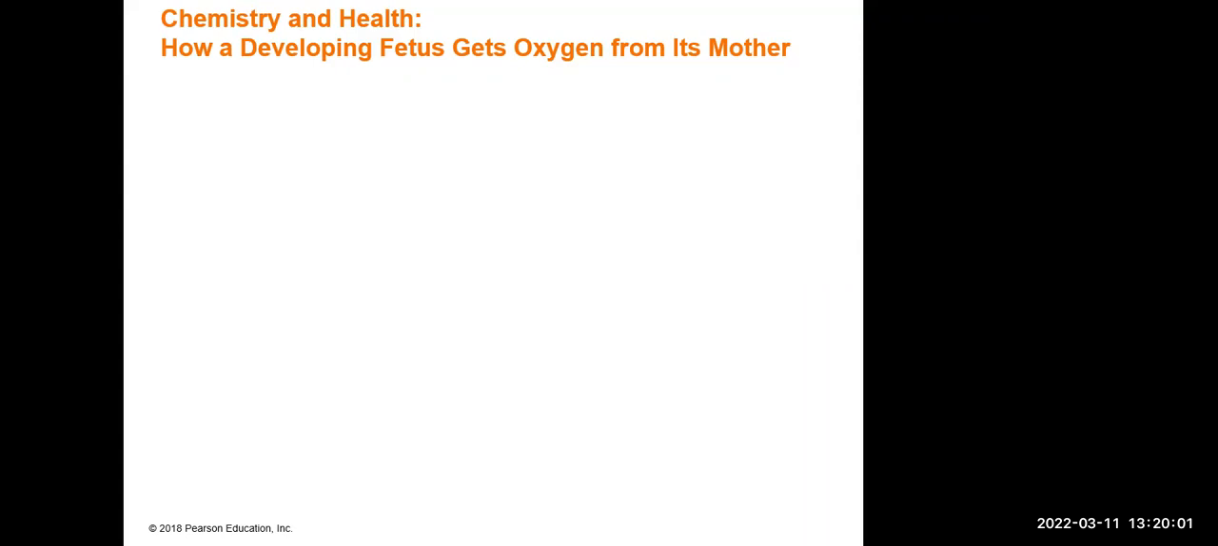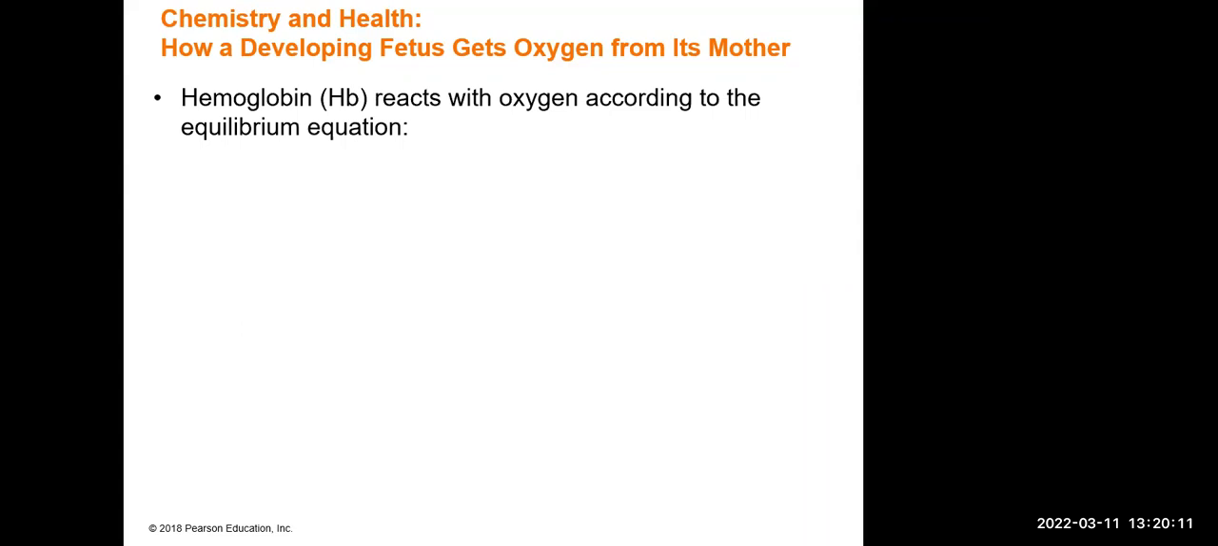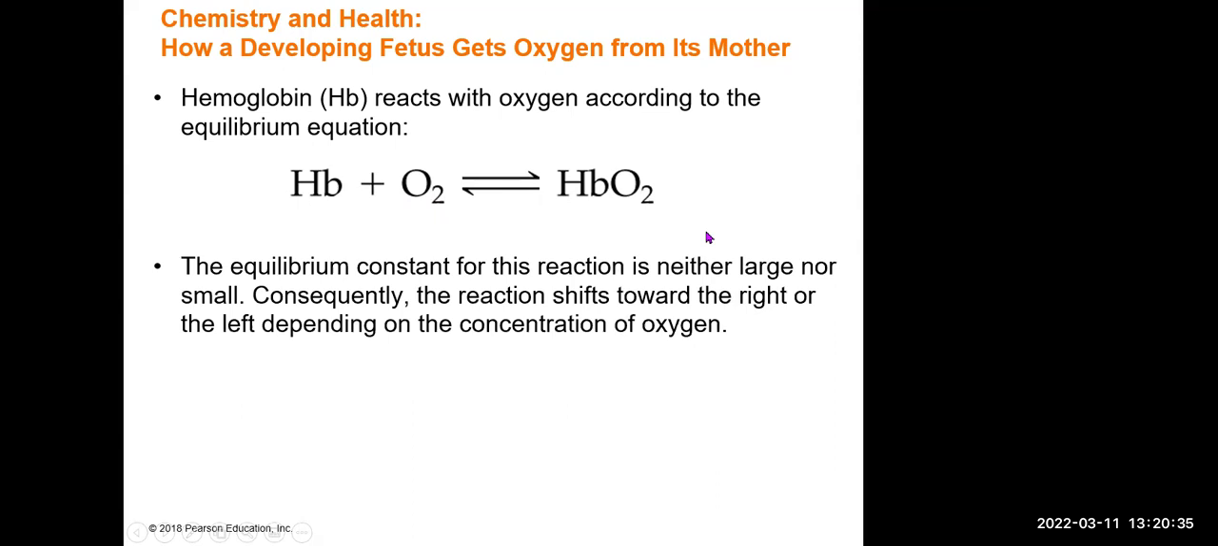Some very interesting examples are found in chemistry and health. How does a developing fetus get oxygen from its mother? We will see hemoglobin at work. Hemoglobin for adults and for the fetus are a little different. Hemoglobin, Hb, reacts with oxygen according to the equilibrium equation seen here. Every one hemoglobin can carry one O2 molecule. This is just one example.